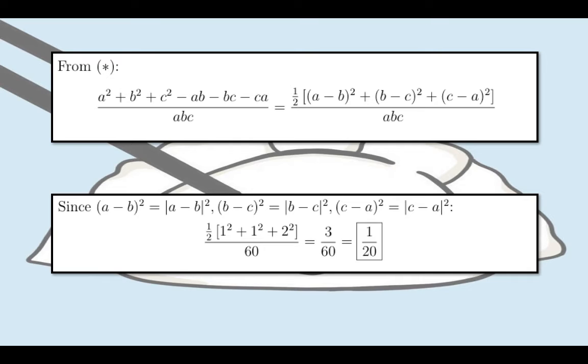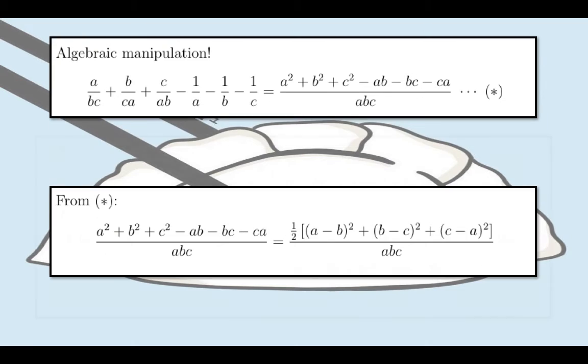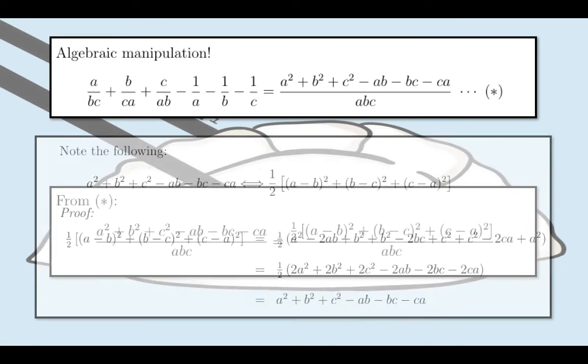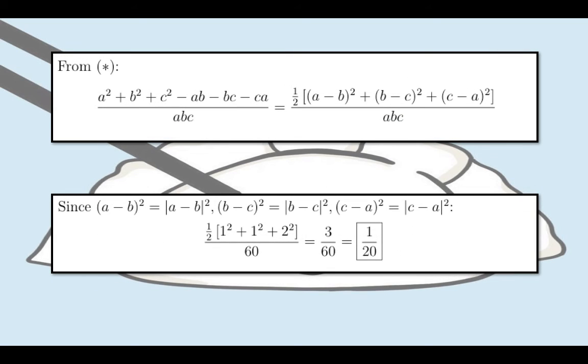Note that the quantity A minus B squared is equal to the absolute value of A minus B squared. The same is said for B minus C quantity squared and C minus A quantity squared. And what's nice is that all these three are actually givens to this item. Look, the absolute value of A minus B, the absolute value of B minus C, and the absolute value of C minus A, as well as the denominator ABC, are all given. So once we reach this point, all we have to do is substitute the values and evaluate.